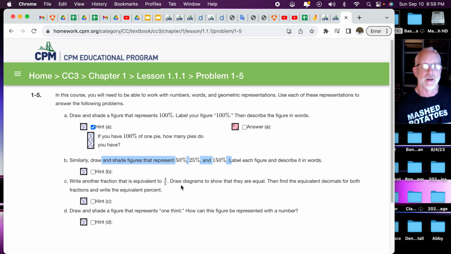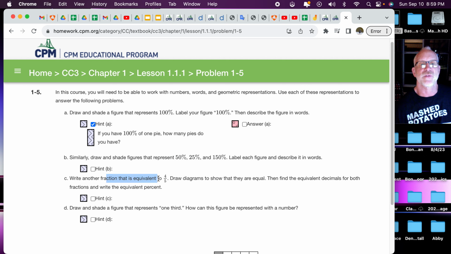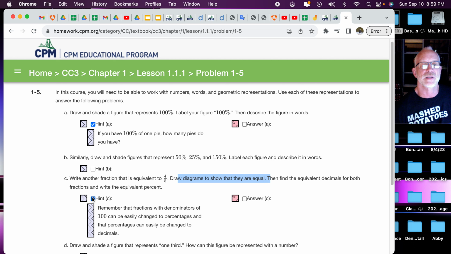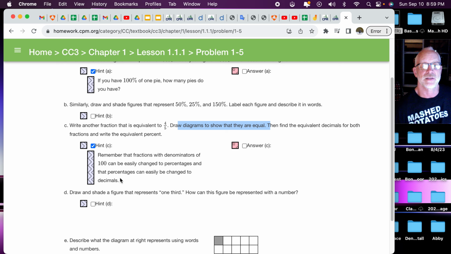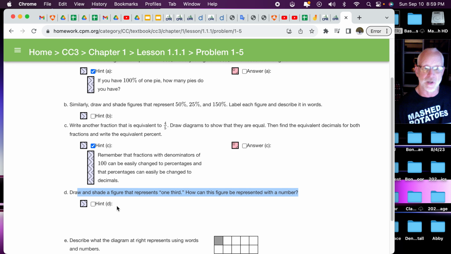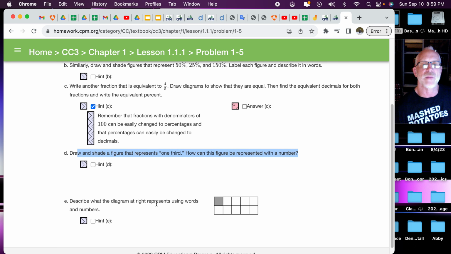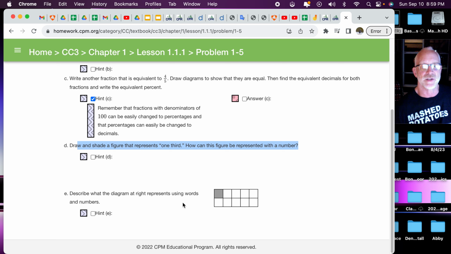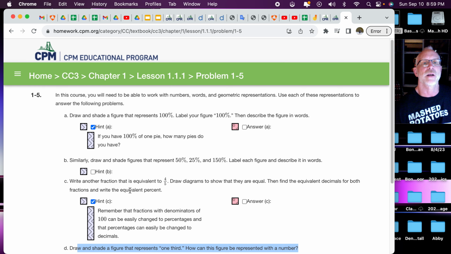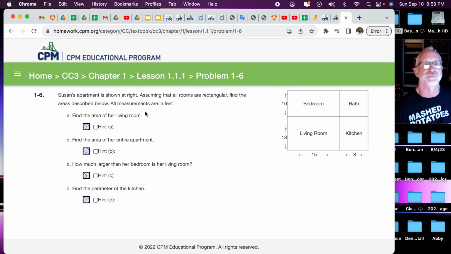If you need hints here, write another fraction that's equivalent to 4/5, 4 out of 5. Draw diagrams to show that they're equal. Then find the equivalent decimals for both. Check your hints here. Draw and shade a figure that represents 1/3. How can this figure be represented with a number? Hints are here. Describe what the diagram at right represents using words and numbers. Hints are here. Let's go back. That's 1.5.